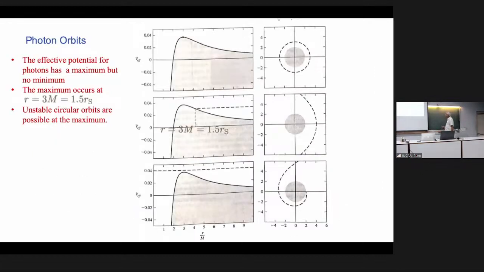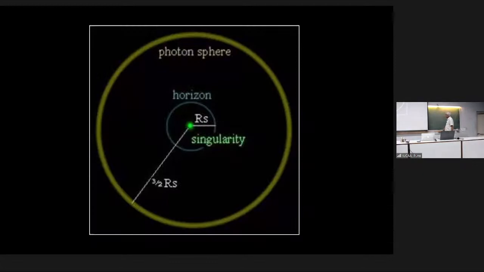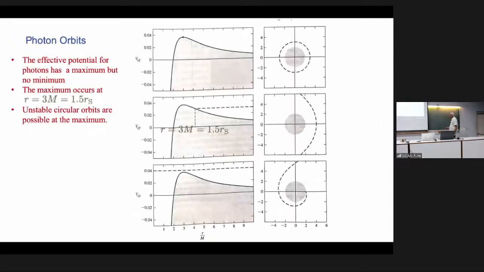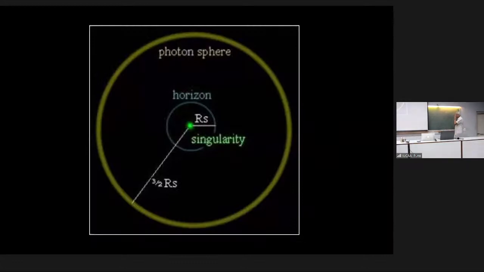So these are the different kinds of orbits which are already described. And then in the case of photons, there will be a maximum, there's no minimum. So you can have unstable circular orbits, and that will correspond to the photon sphere.